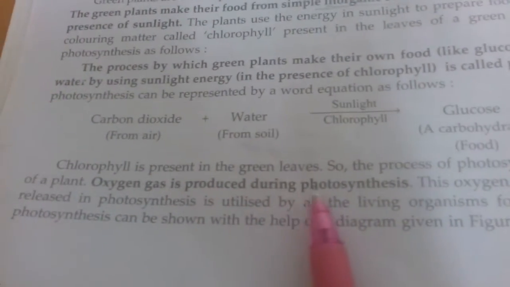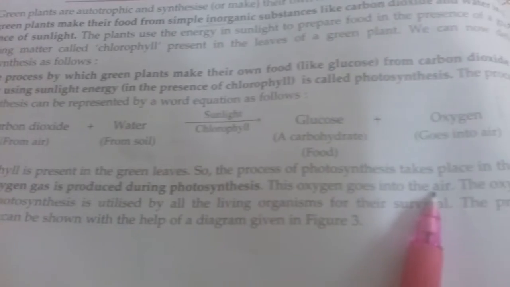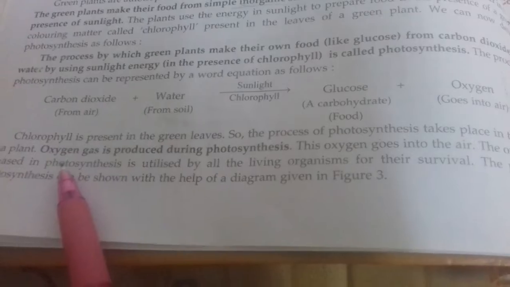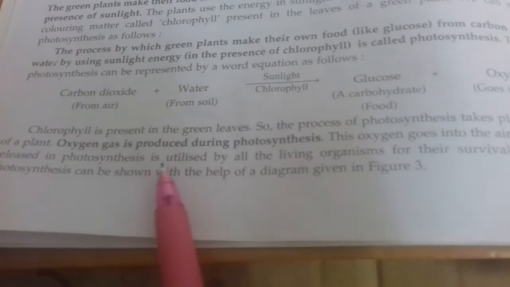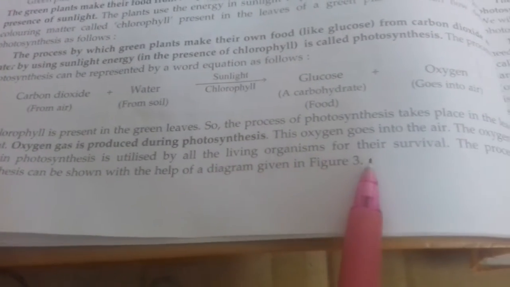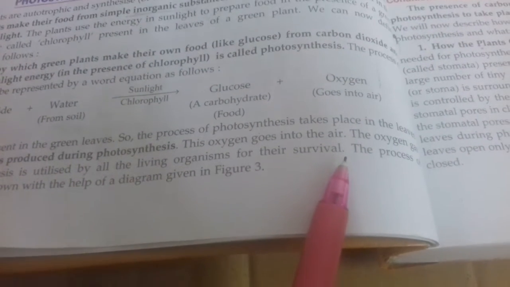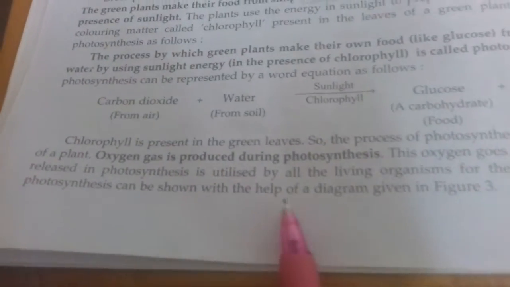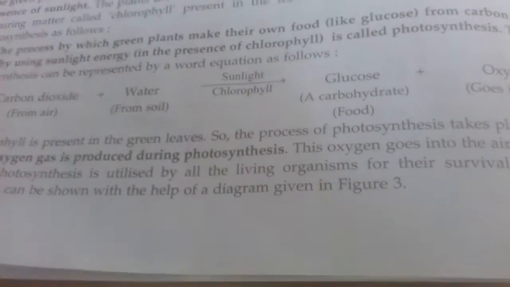Chlorophyll is present in green leaves. So the process of photosynthesis takes place in the leaves of the plant because chlorophyll can trap the solar energy. Oxygen gas is produced during photosynthesis. This oxygen goes into the air. The oxygen gas released in photosynthesis is utilized by all living organisms for their survival, because all living beings breathe oxygen. The process of photosynthesis can be shown with the help of this diagram.